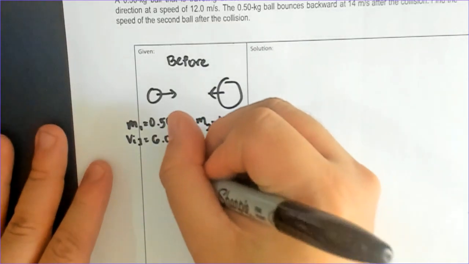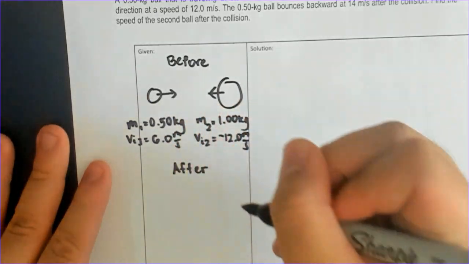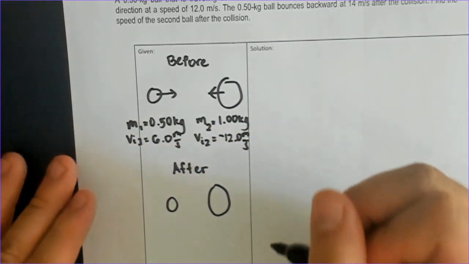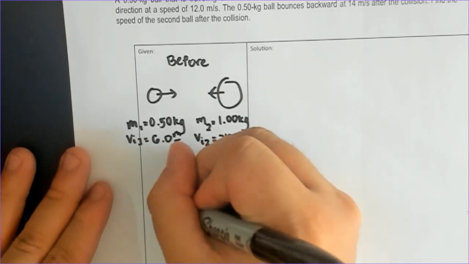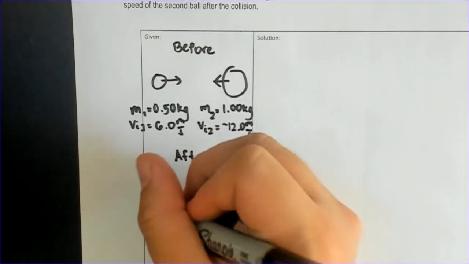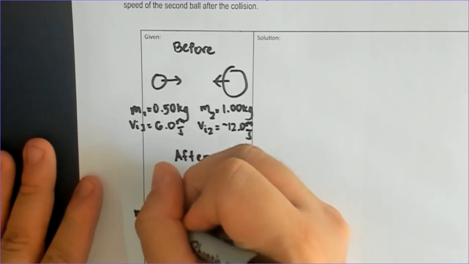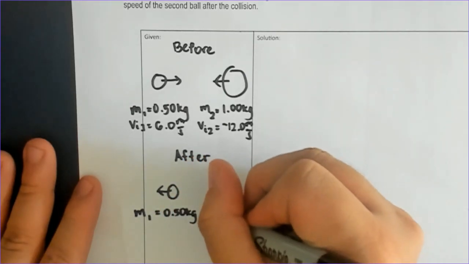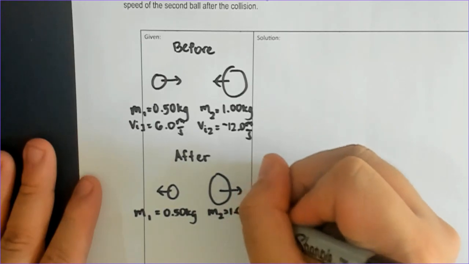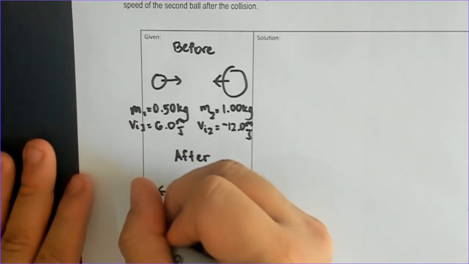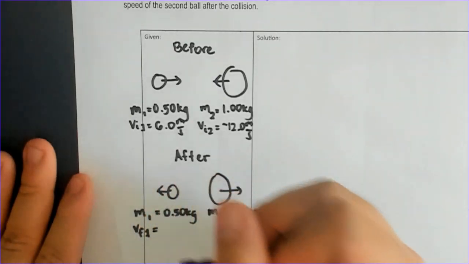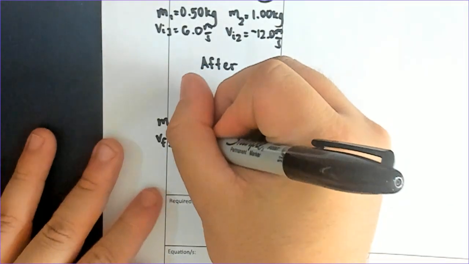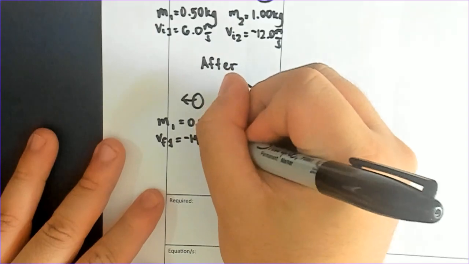Now, after the collision, you don't know yet where each ball is going, but you know that they will have different velocities. By standard, we could just set it to be one going this way, the other going that way. The mass of object 1 will be the same, 0.50 kilograms. The mass of object 2 will still be the same, 1.00 kilograms. But the final velocity of object 1 has changed now to negative 14 meters per second because it goes backward.